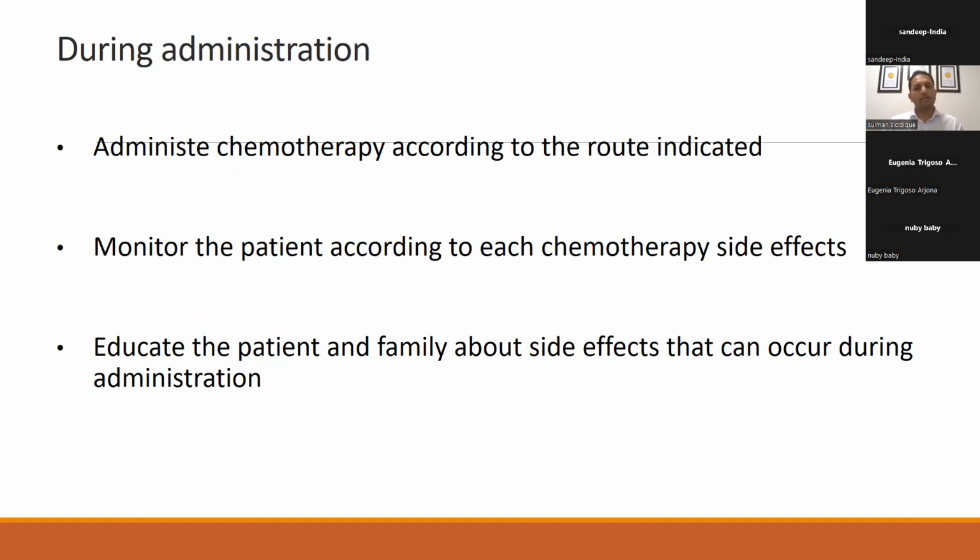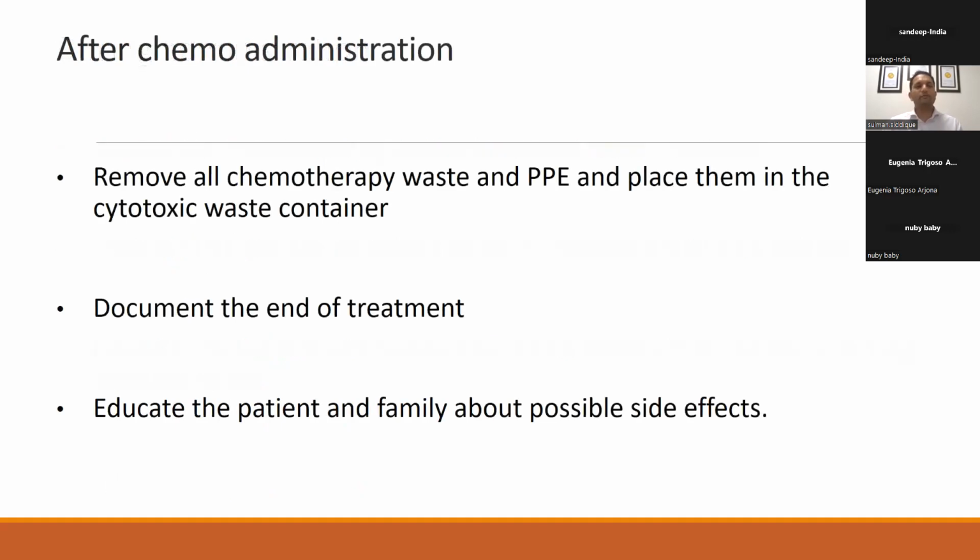Now, during administration, administer chemotherapy according to the route indicated, monitor the patient according to each chemotherapy's side effects, and educate the patient and family about side effects that can occur during administration. After chemotherapy administration, remove all chemotherapy waste and PPE and place it in the cytotoxic waste container. Again, we will look at the waste disposal in the next few slides. Document the end of treatment and educate the patient and family about possible side effects.